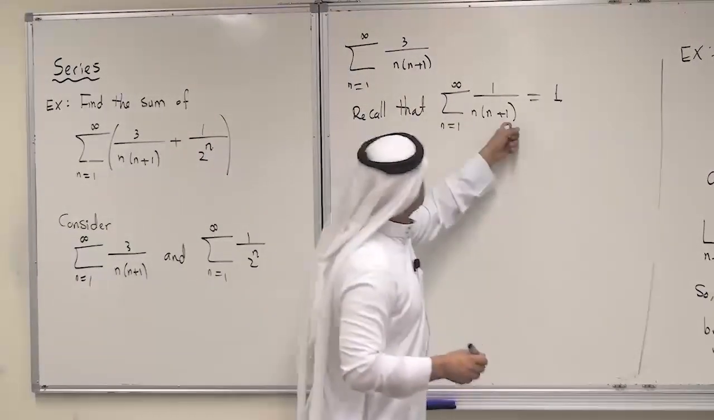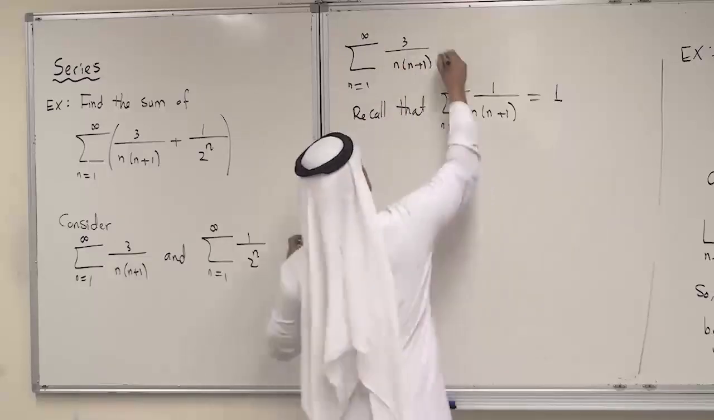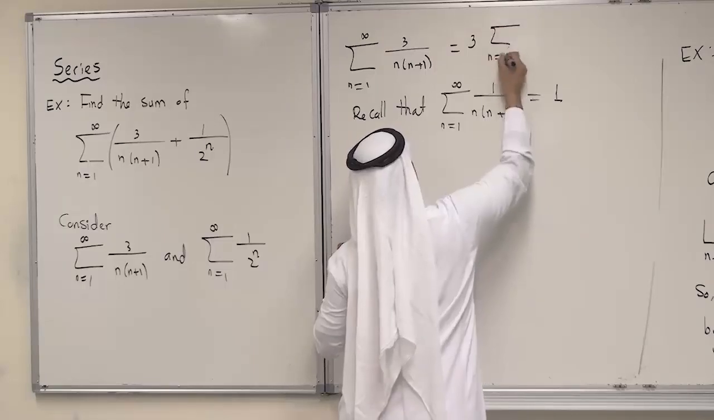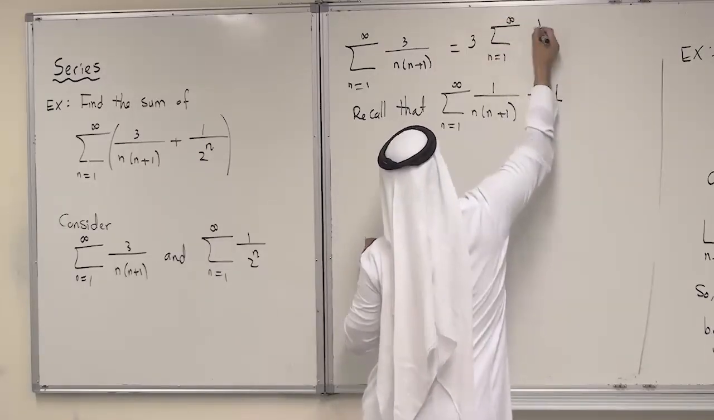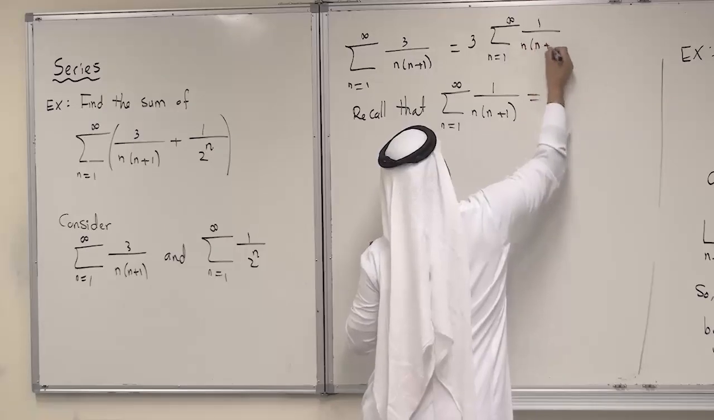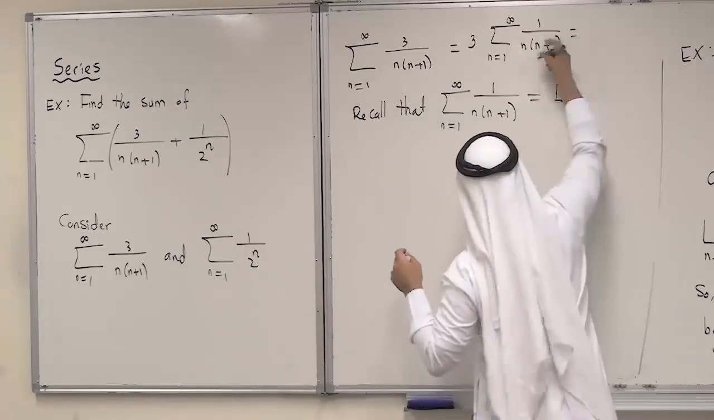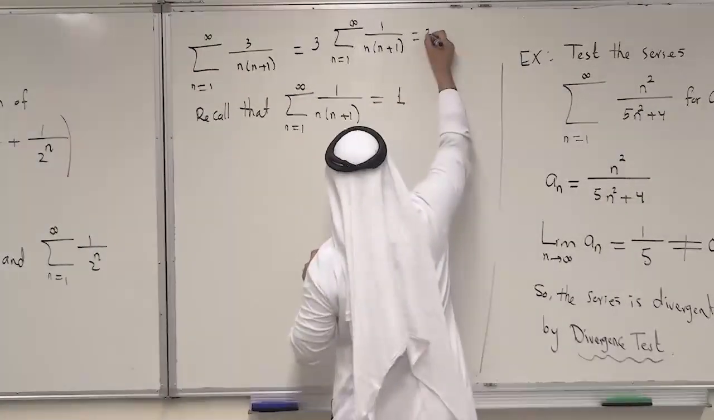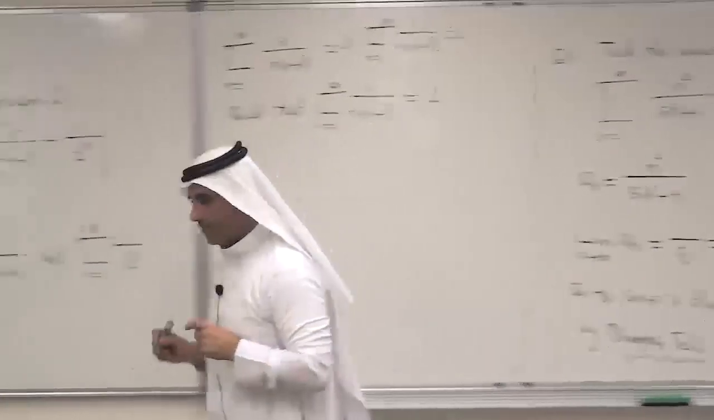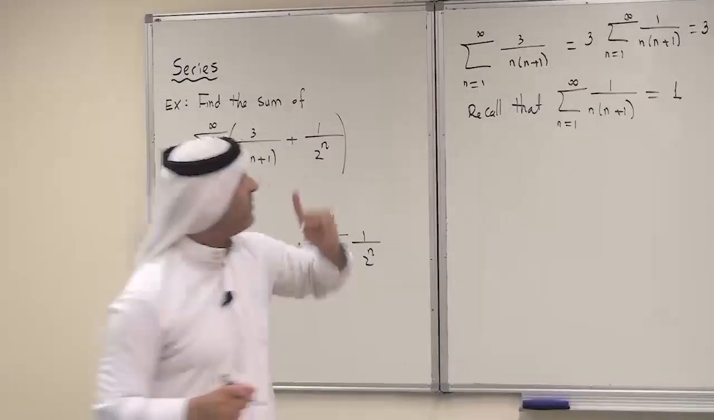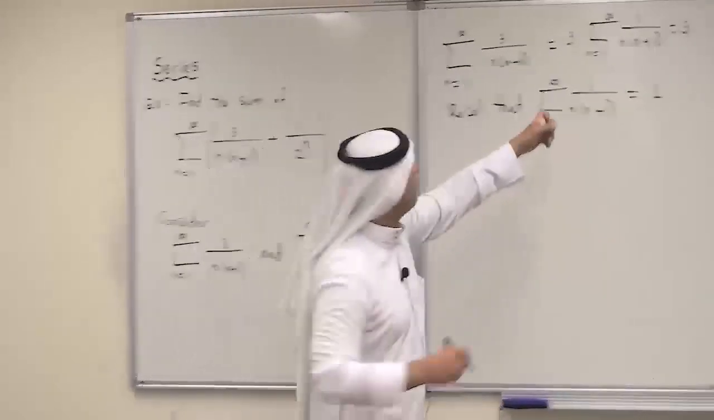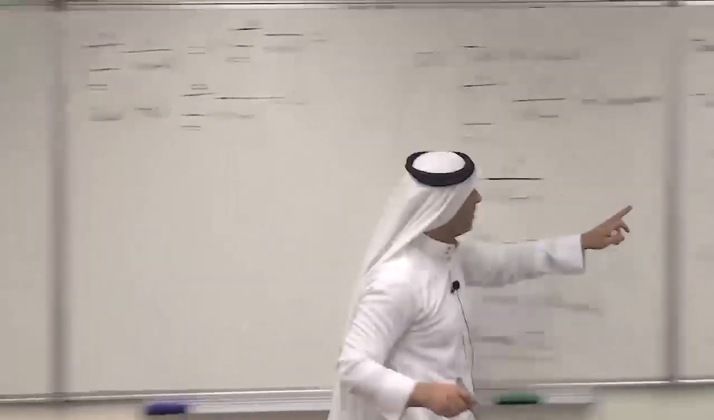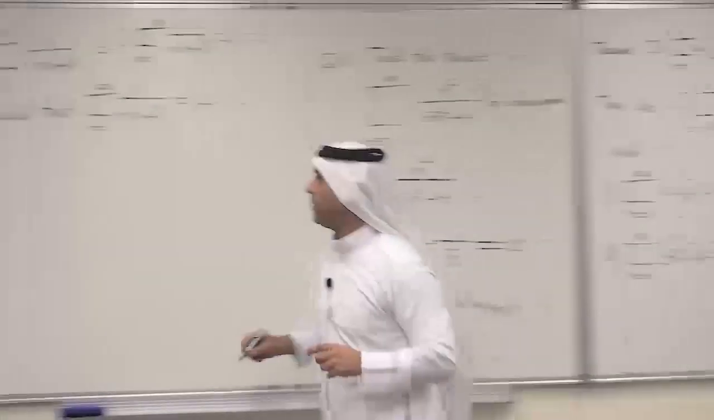Since 1 over n plus 1 converges, by the constant multiple theorem, this is exactly equal to 3 times the summation of n equal to 1 up to infinity of 1 over n plus 1, a telescoping series whose sum is equal to 1. So according to the theorem, the sum is 3 times 1, that is equal to 3. We conclude this because the given series is convergent, as a constant multiple of a convergent series. That's one thing. The second point now.